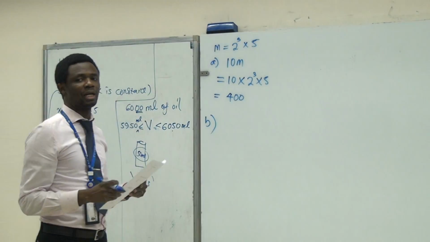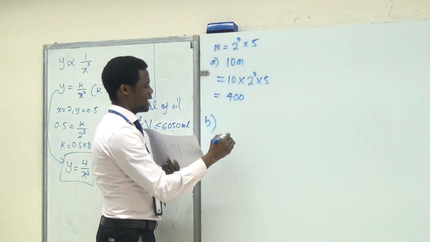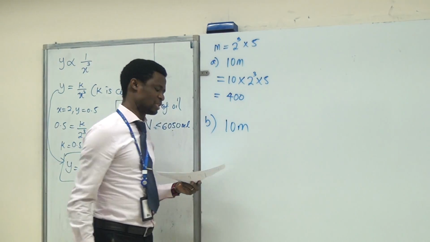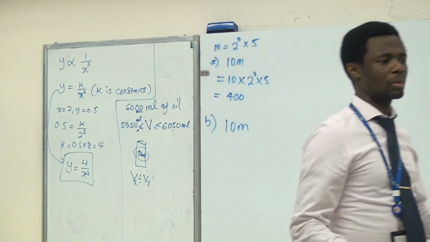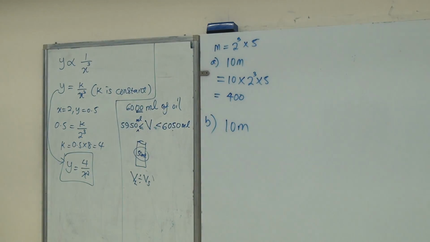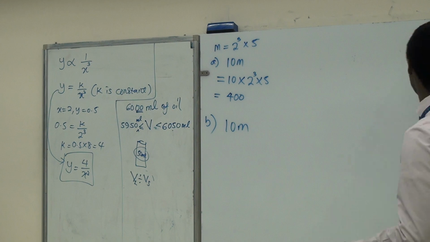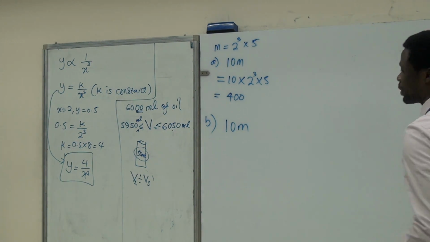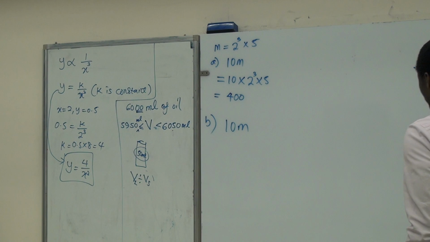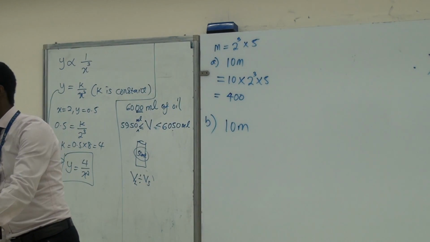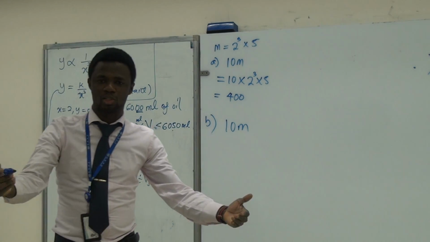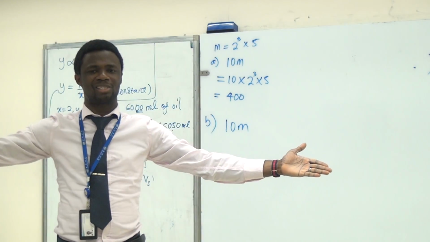So, next one. Now, this is the next question. It says express 10m as a product of primes. What does that mean? You break down. What does product mean? Product means times. So we want to see times. Primes. We want to see only prime numbers. That's what it means. Expressed as a product of primes. We want you to write it so that only prime numbers are multiplying each other. It's just English.